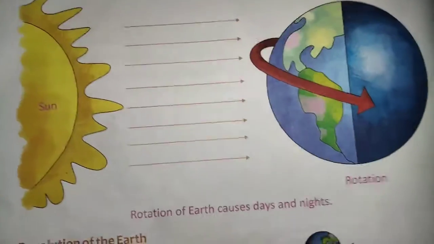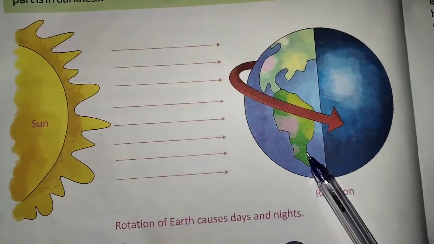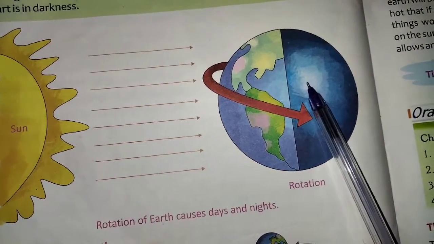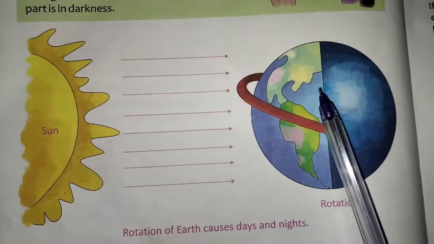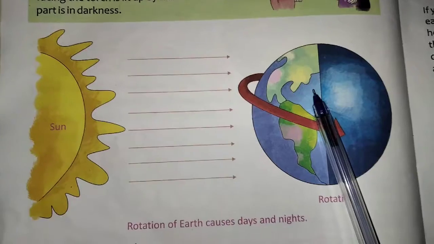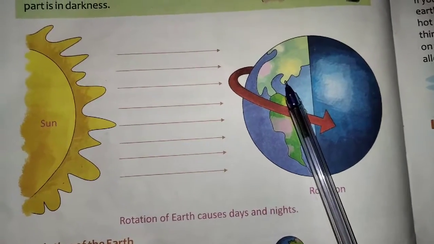Okay, now here sun is there, here earth is rotating. When it is rotating this way, half part is facing towards the sun and half part is not facing towards the sun. That's why it is dark and this is lighted. Okay.